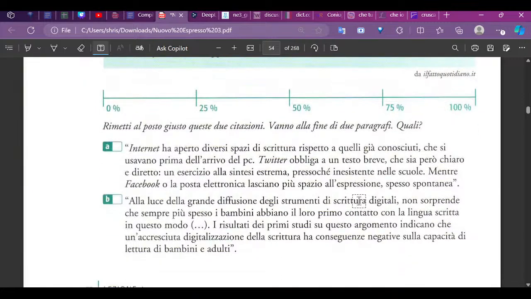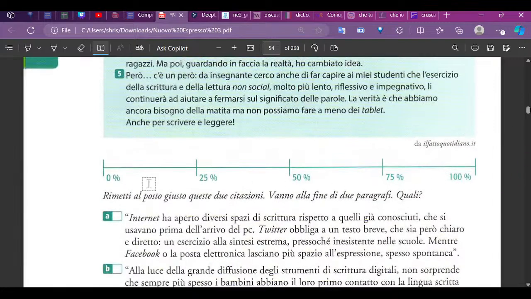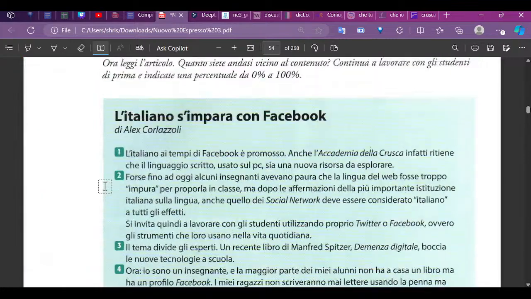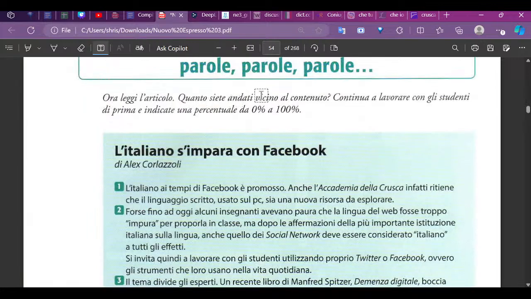Which one goes? I don't know why there's a graph here. Okay, continue. Okay, indicate a percentage from 0 to 1.